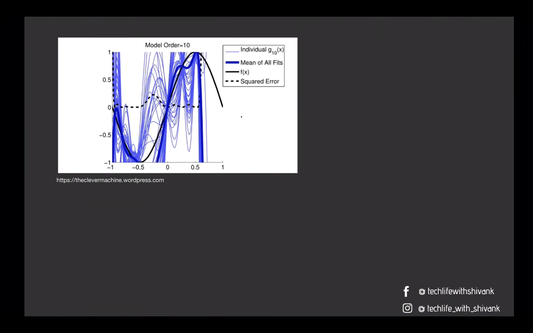Now let's see the second case. And this is the case of overfitting. So here, instead of linear regression, we use a polynomial regression of degree 10. So basically in our regression we include the regressors to be x square, x cube up to x raised to 10.